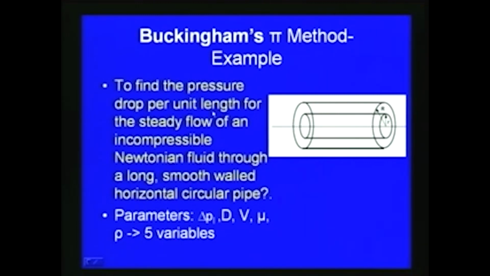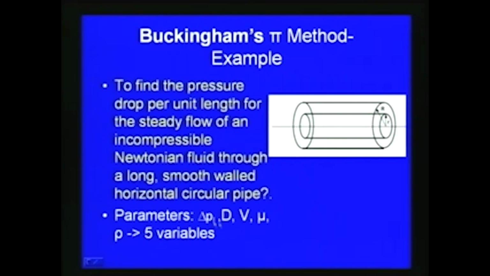So, we want to find out the pressure drop per unit length, by using the Buckingham pi method. Here the important parameters are, including this, we have to find out the pressure drop. Let us represent it as delta p subscript L, delta p L.